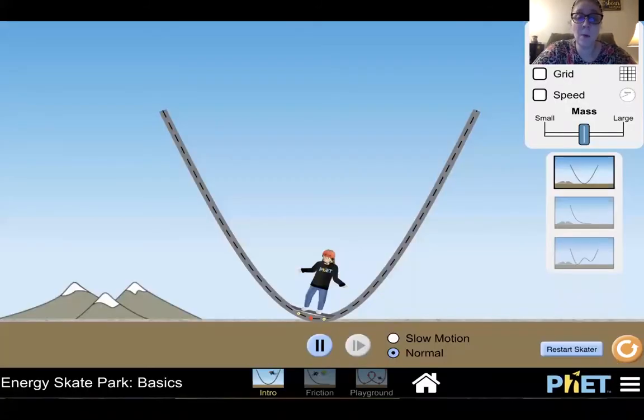This simulation was probably the most favorite of the students. It's called Energy Skate Park. It's called Basics. There's another one that we played after this that allowed them to create their own track, and they really loved that. And this was helping us look at friction and speed.